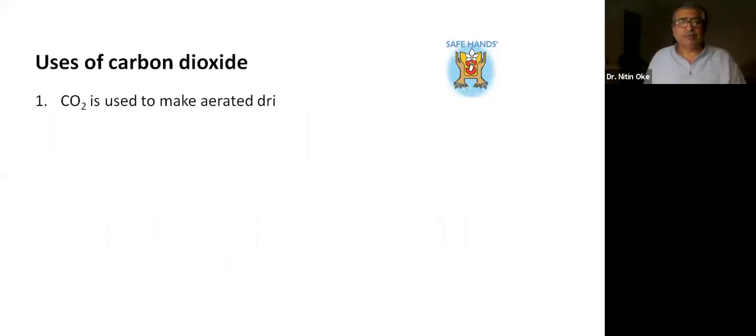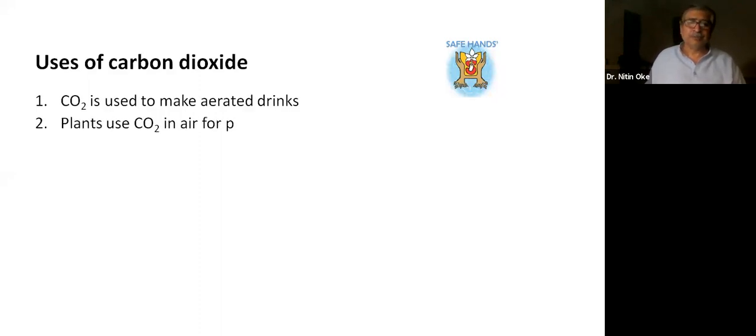So, uses of carbon dioxide. Obviously, it is used to make aerated drinks, very popular among youth as well as old people. Coke and Dew and this and that, a lot of them. The plants use carbon dioxide in air for photosynthesis. During this process, they prepare their food and energy, and the byproduct is oxygen.